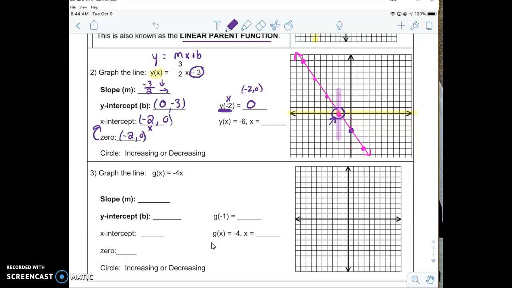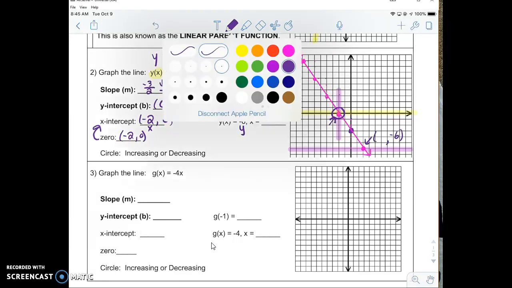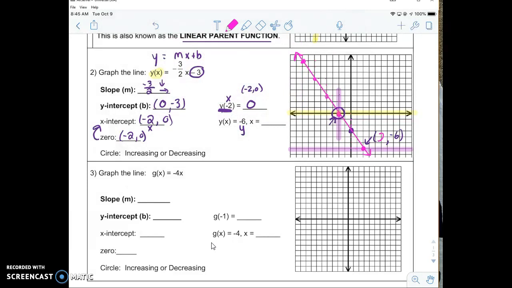Y of x equals negative 6. This is telling us the y value is negative 6. So on my graph, I'm looking where y equals negative 6. I see the point, and I want to know what is the x value at that point. The x value is positive 2. So I say that x equals positive 2.